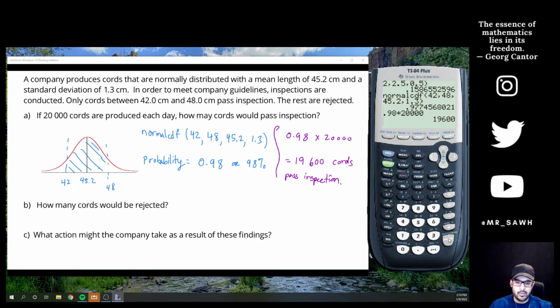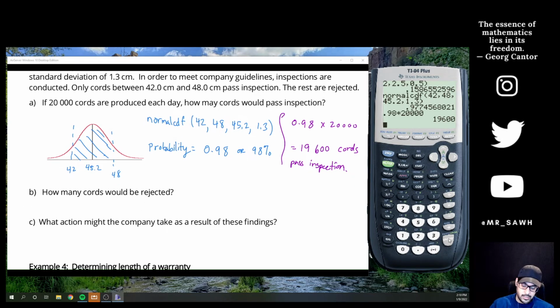Now, if I know that many chords pass inspection, I also now know how many get rejected, right? If I take the original 20,000 and I subtract 19,600, well, now I know that 400 get rejected. Okay, they fall outside the range of acceptable values.